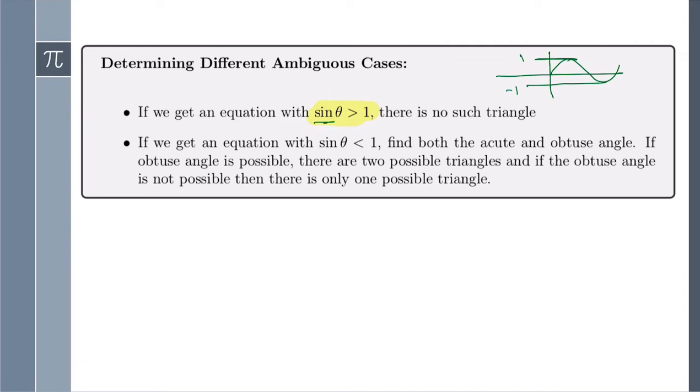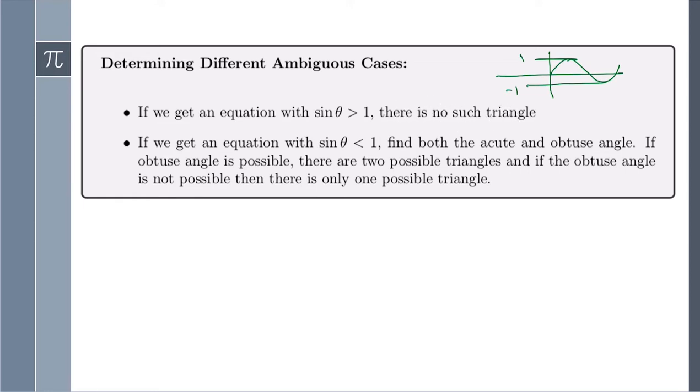So if you get sine theta greater than 1, that means it's impossible because the value of sine should be between -1 and 1. If your equation ends up getting sine theta greater than 1, so if you get sine theta equals 2, or sine theta equals 1.5, or sine theta equals 5, something like that, then there is no such triangle, or we cannot make the triangle.